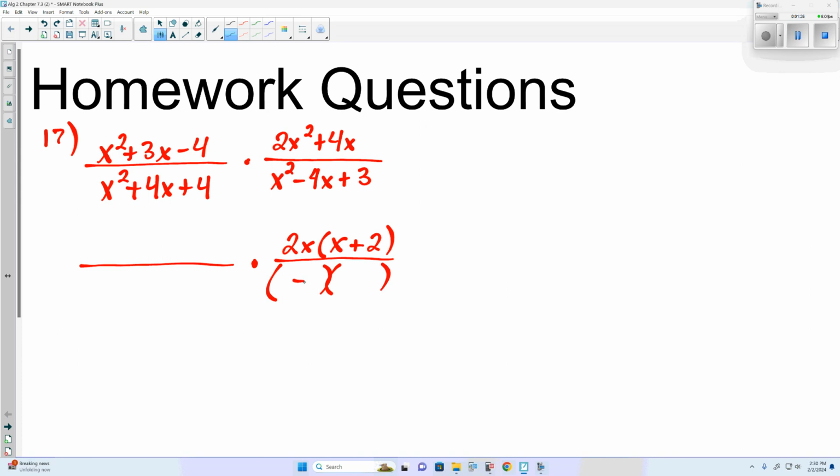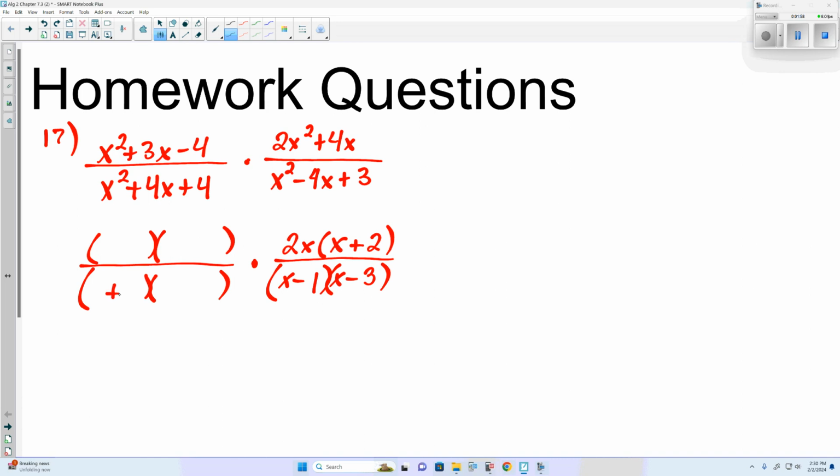Since the third term is positive, the signs are the same and match the sign of the middle term. Our factors of x squared are x and x, and our factors of 3 are 1 and 3. So we get this here. I mean, we can multiply first, but then we would have to factor from there, and it's going to be a little bit harder after we multiply. Now, we can do the denominator first, x squared plus 4x plus 4.